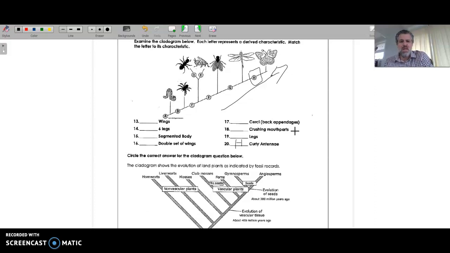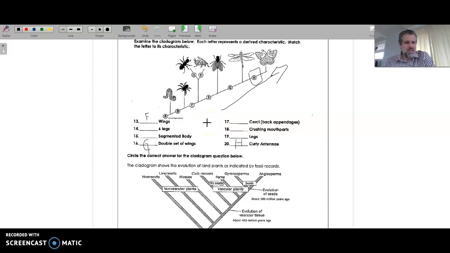Working my way backwards, though, the butterfly has a double set of wings, as does this dragonfly. So a double set of wings is going to be going here as letter G. That's pretty close to a G, but we'll go ahead and run with it. The other things that we can look for are pretty straightforward. All of the organisms here are going to have wings, so that means that 13 is going to be the letter F. That's not a bad looking F.